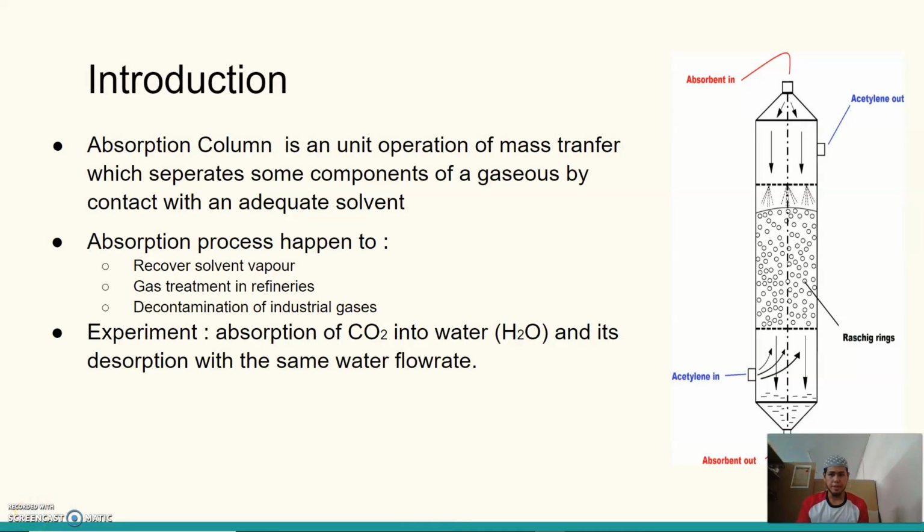Alright, for the introduction part, my name is Tengku Rifki. I will present about the introduction part. So now we talk about the absorption column. An absorption column is basically a unit operation of mass transfer which separates some components of gases by contact with an adequate solvent. Usually, the absorption process happens to recover solvent vapor, for gas treatment in refineries, and also for the decontamination of industrial gases. So I also put a picture of an absorption column.